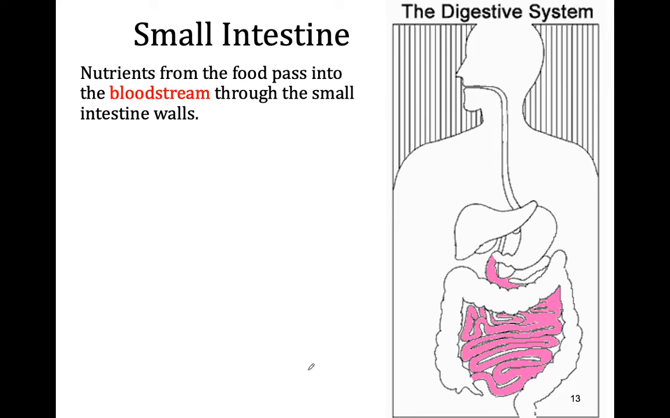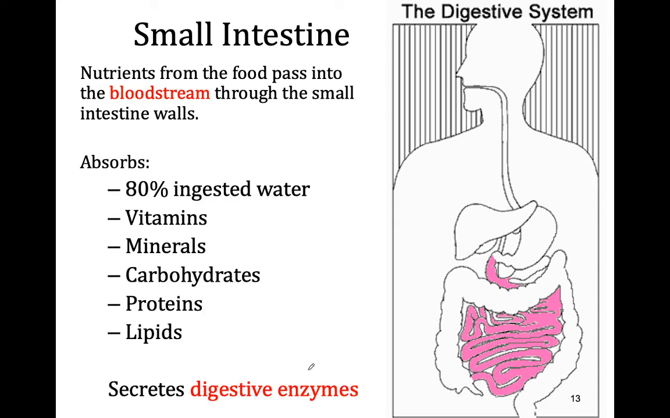So nutrients from the food pass into the bloodstream through the small intestine. So that's why we have the villi in place. It's so that any of those nutrients can get absorbed through the villi and the microvilli, and then get passed along to the bloodstream, which then takes it to different parts of our body.